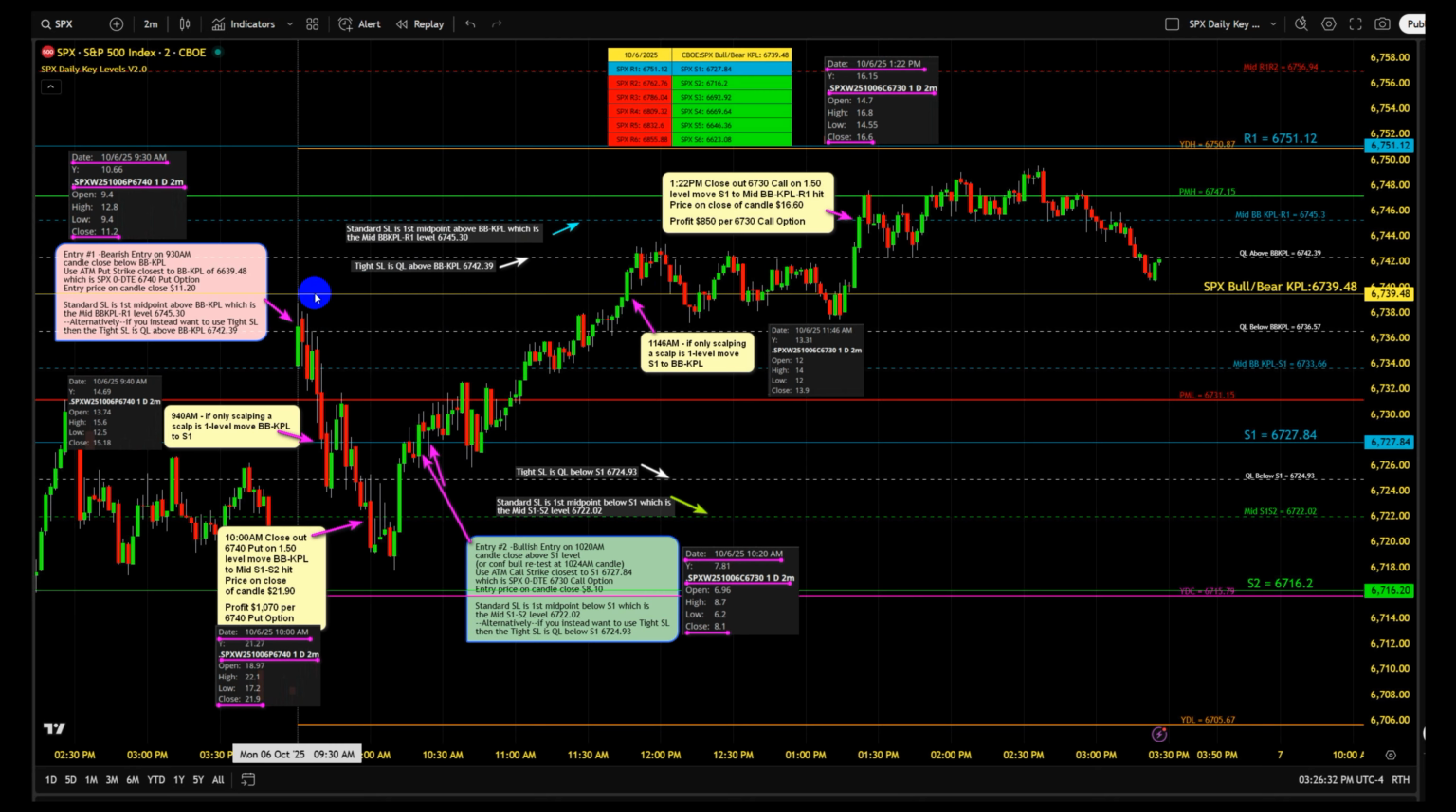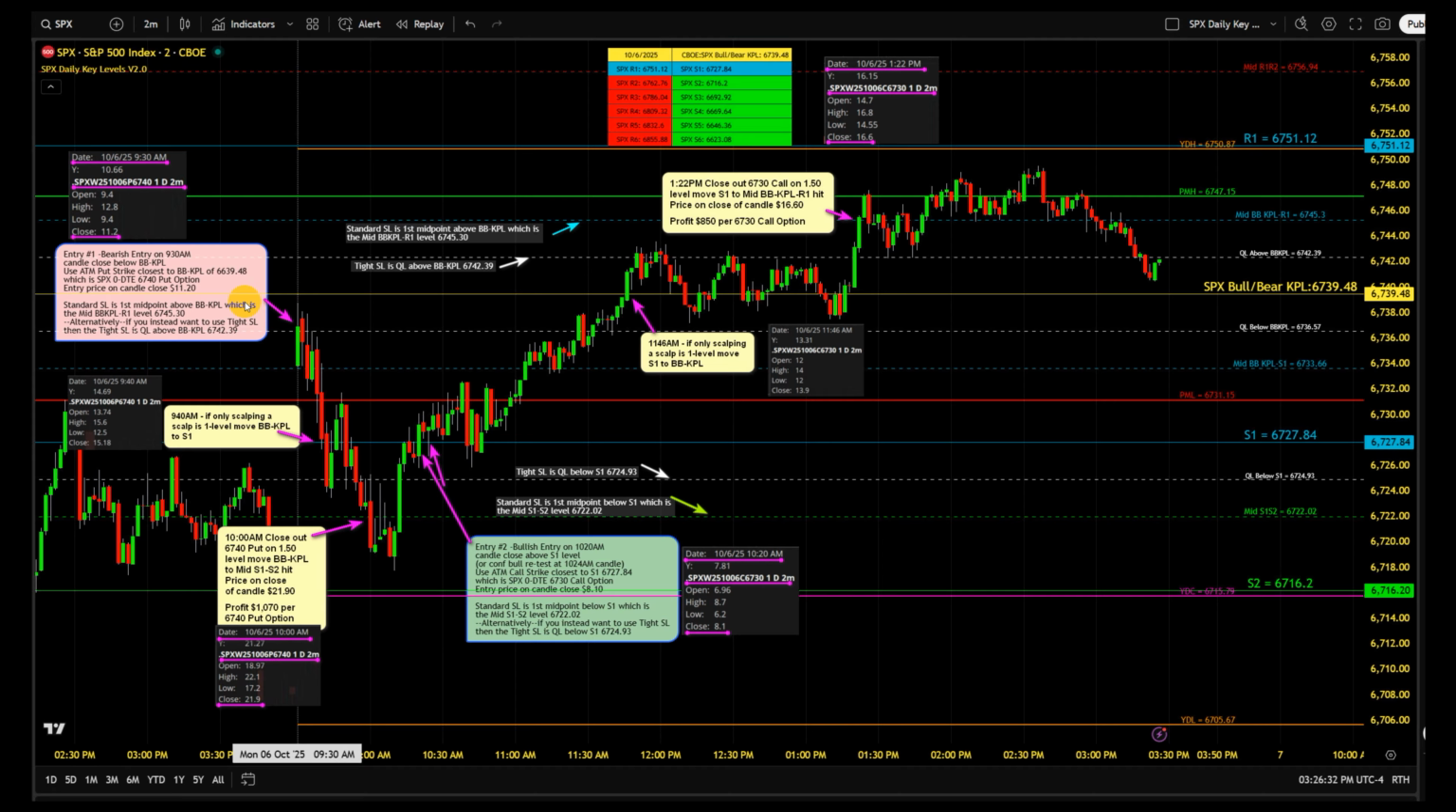Okay, so we have our entry, we have our strike, which in this case was the 67.40 put option. We have our stop losses. Now what about target exits? That really just depends on what type of trader you are, whether you're just looking for a quick scalp or are you looking for a normal trade with a normal exit.